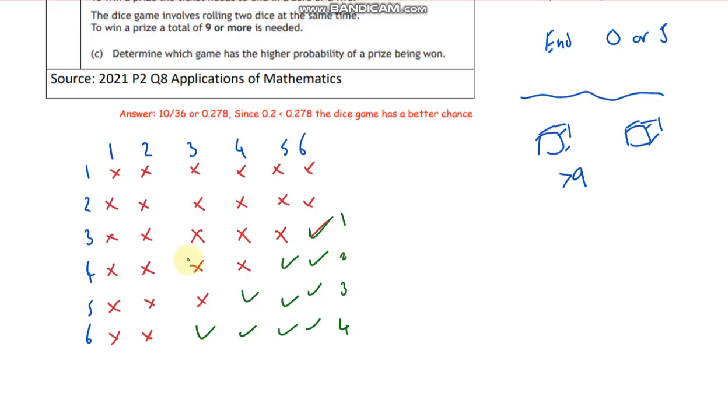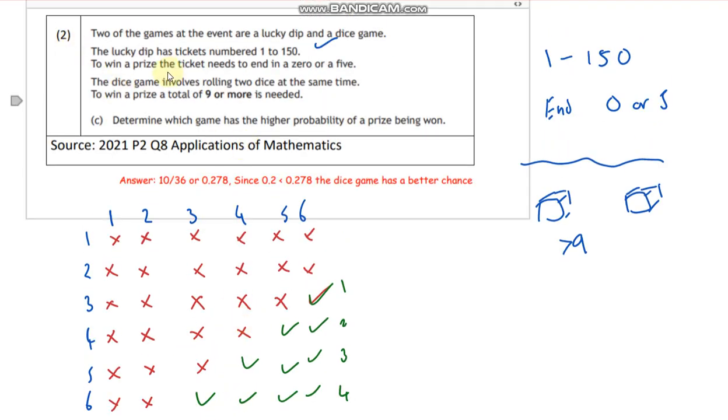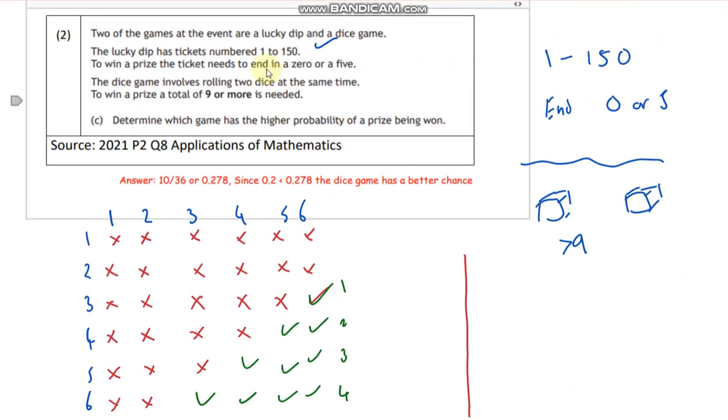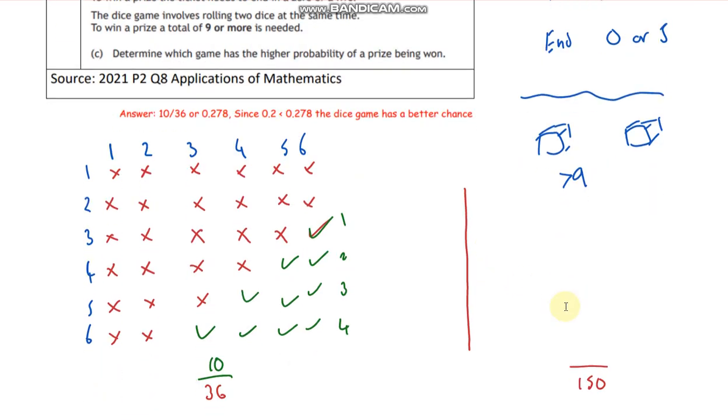So there's 10 chances of winning out of what could you roll? There's 36 chances of rolling, isn't there? Because you've got 6 multiplied by 6, 36. So that's that game. The other game, you've got number 1 to 150. Okay, so for that one, I know my odds are out of 150. But how many numbers end in 0 or 5? Okay, well, let's think about that.